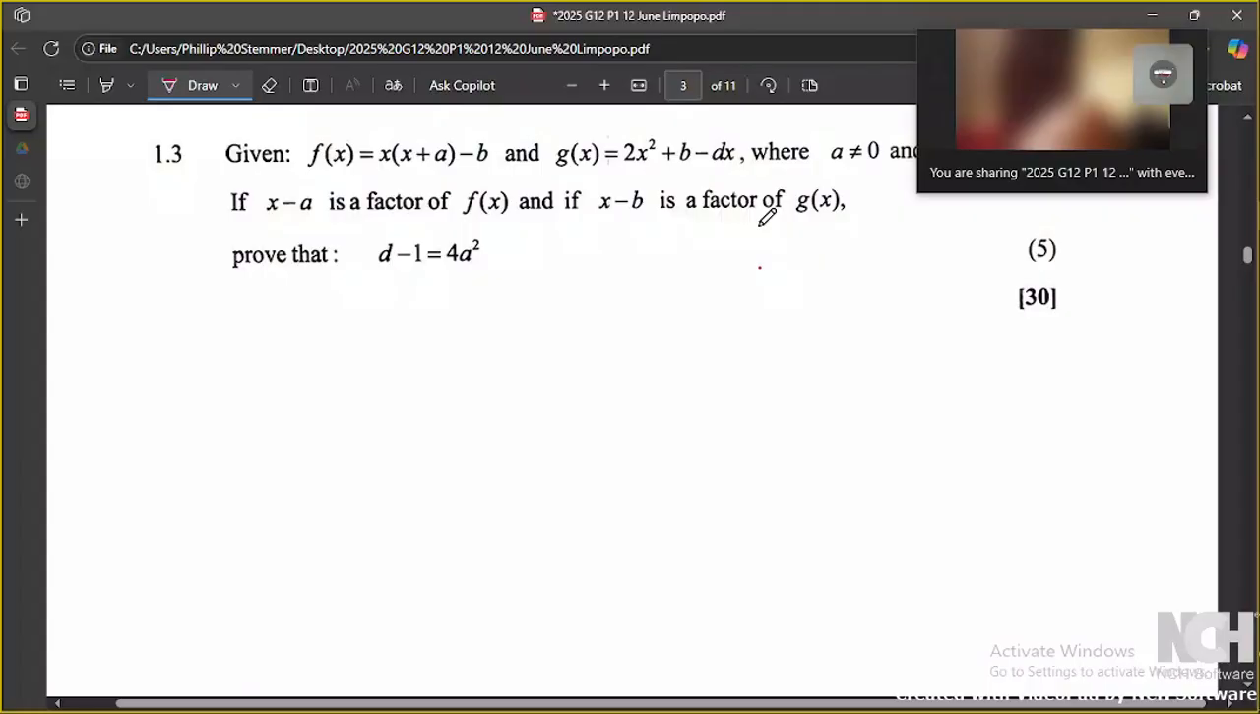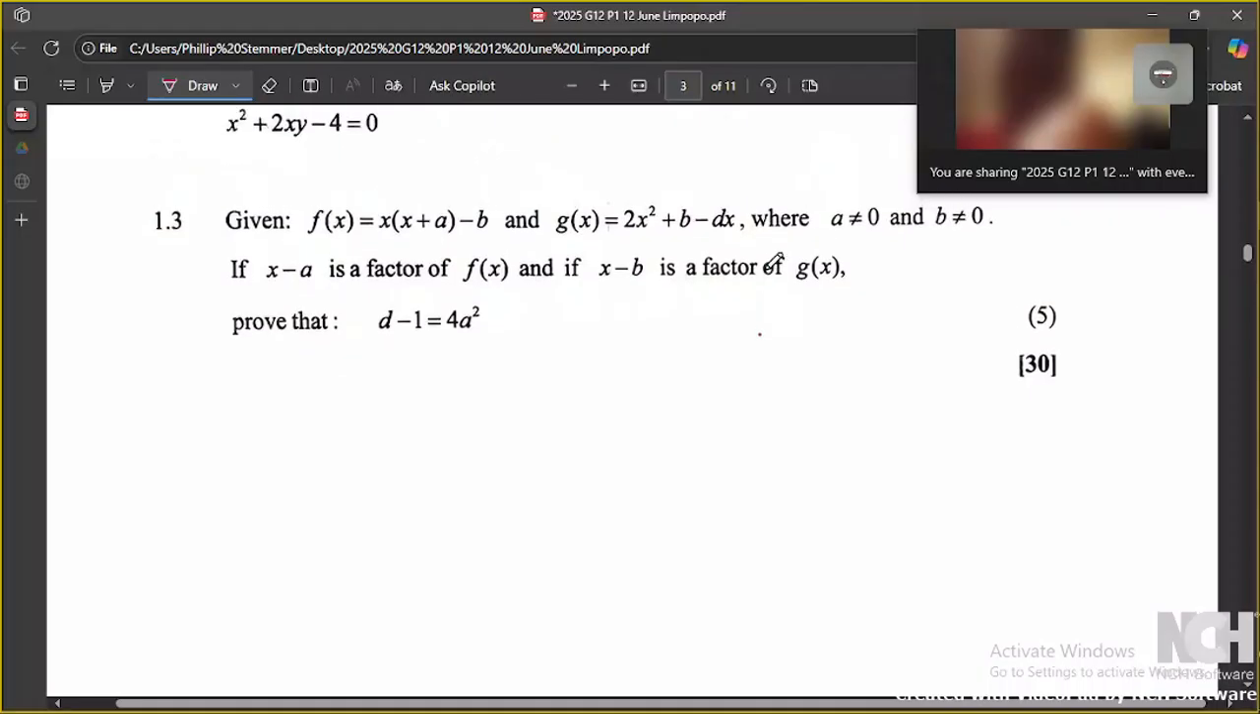Long division. Remember, if x minus a is a factor of f of x, and x minus b is a factor of g of x. How would you know something is a factor of something else? It mustn't have a remainder. So the remainder is 0.